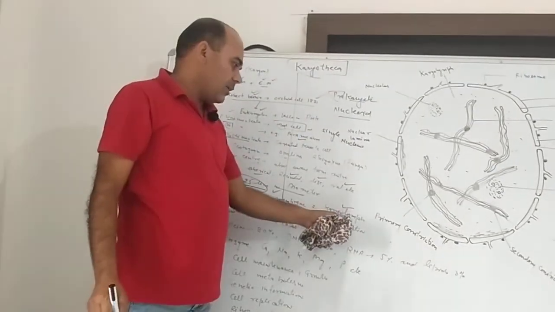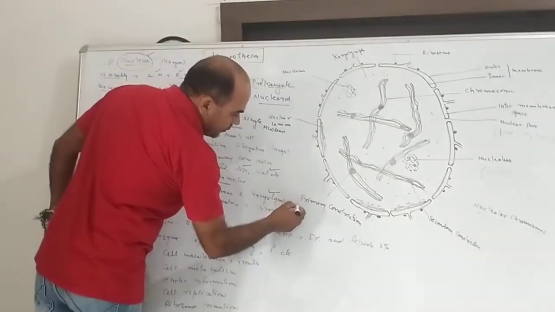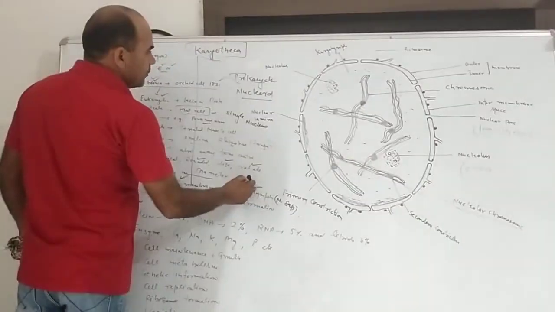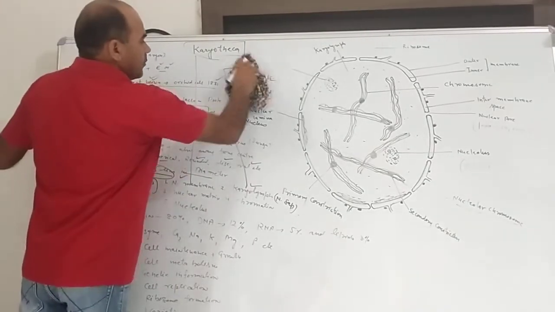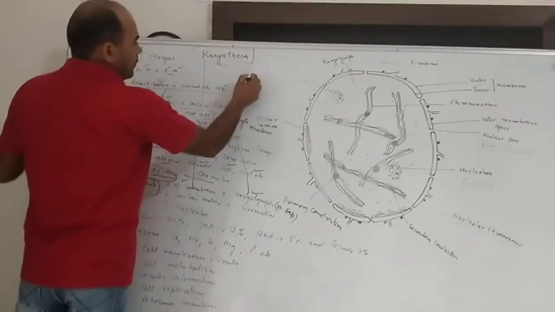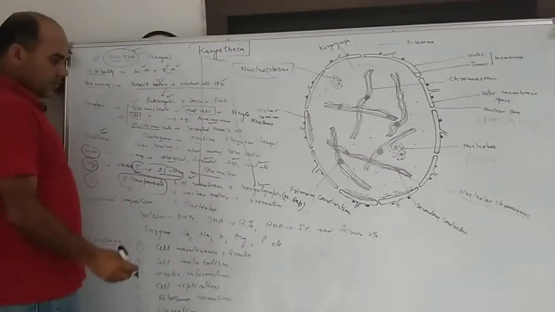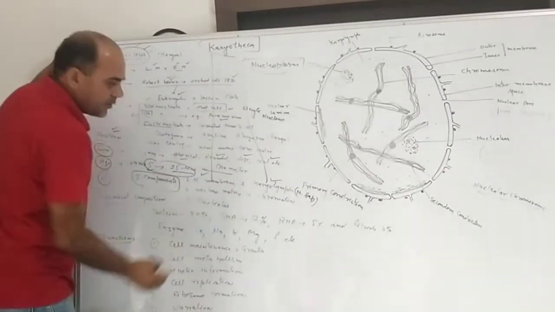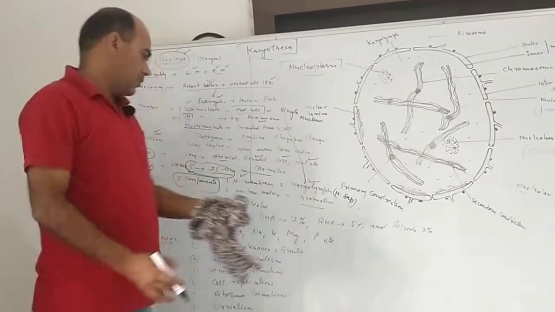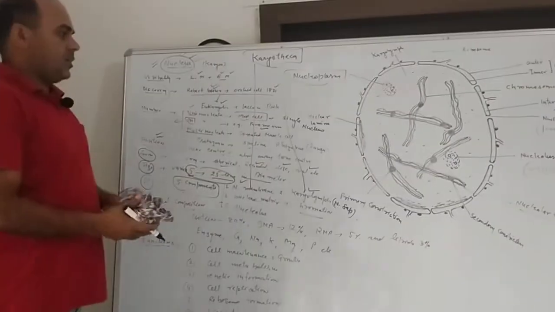The second component is called karyolymph. It is also called nucleoplasm, a very simple name. The third component is called nuclear matrix. The fourth component is the thread-like fiber structure, called chromatin fiber. The last and fifth one is the nucleolus. So these are the five structures related to the nucleus.